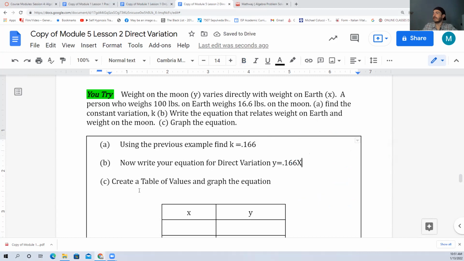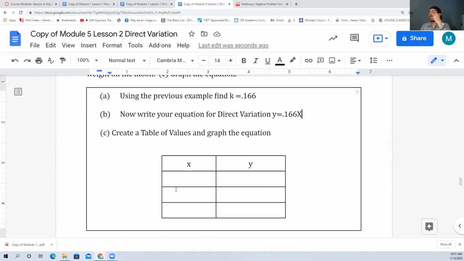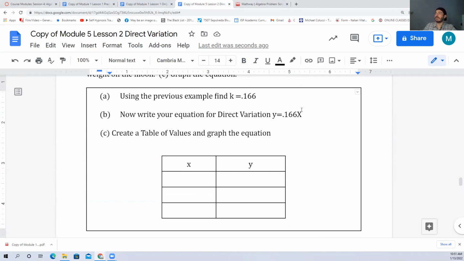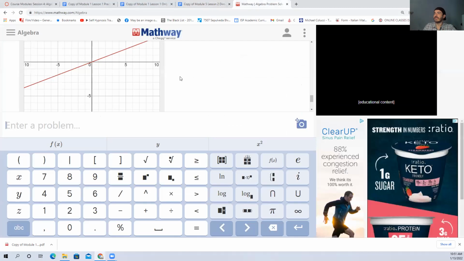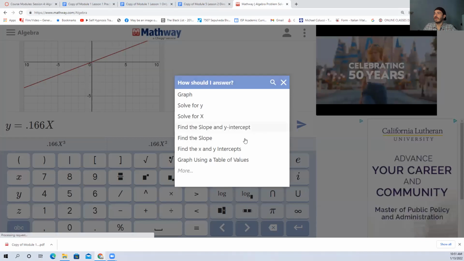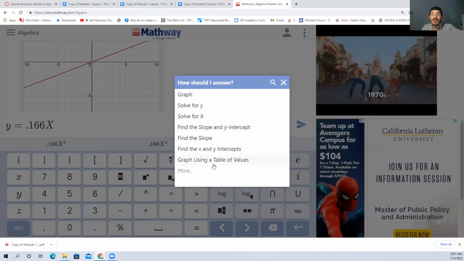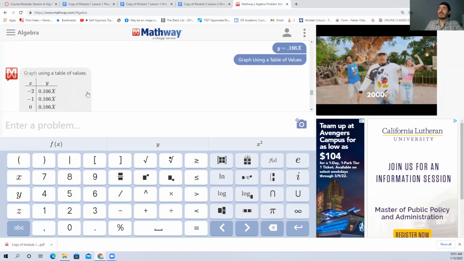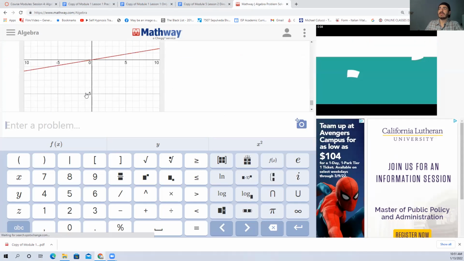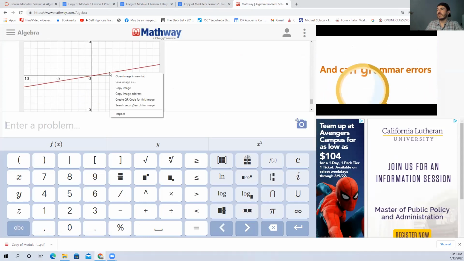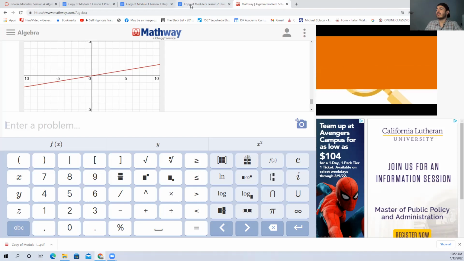Let's clear the drawing to make it a little bit neater. Okay, create a table of values and graph the equation. Desmos is probably the way to go on that. I'm reluctant to use Desmos. I don't know why. I just have a thing. Let's see if it'll give us a graph using a table of values. I found it. Okay, here's my table of values. I can paste that right in. I think here's my picture. You can take a screenshot of this. Let's see if I can just copy image by right-clicking.